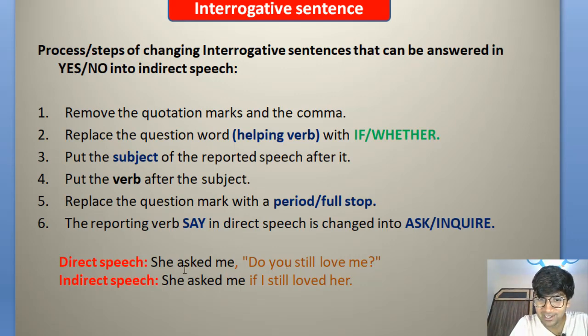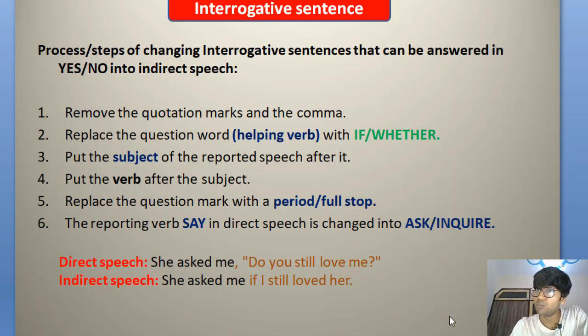Look at this example. She asked me, do you still love me? She asked me. Ask is already there. We don't have to touch it. Keep it intact. She asked me if I still loved her. Do, helping verb. If or whether. She asked me if I still loved her, or whether I still loved her. This is a question that can be answered in simple yes or no. Do you still love me? Yes, I do. No, I don't. You can simply say yes or no. And that is why we're changing do, the helping verb, into if or whether.